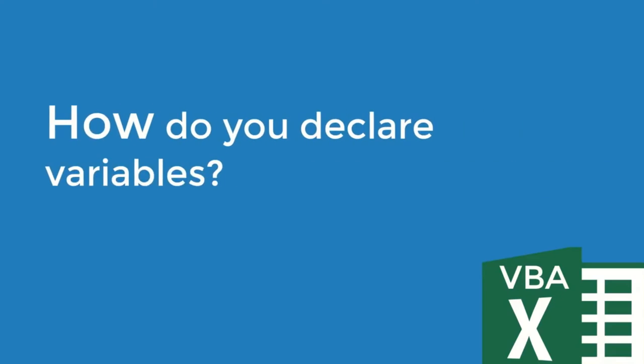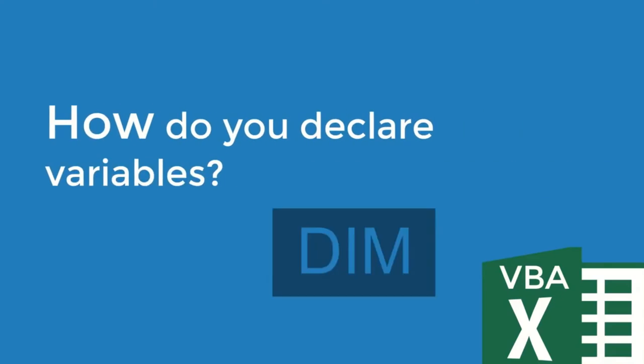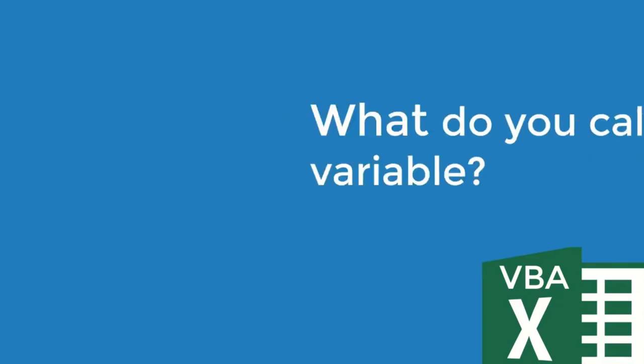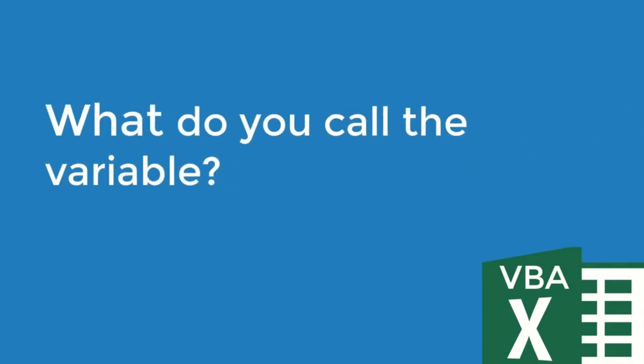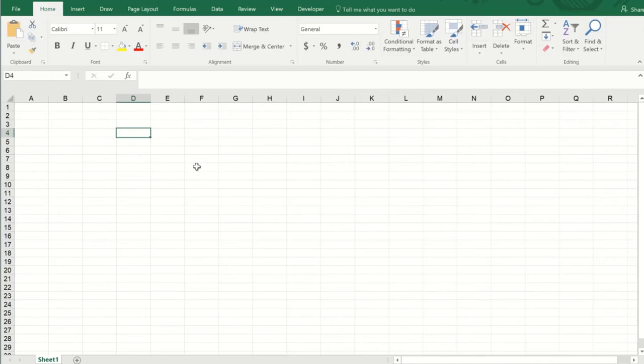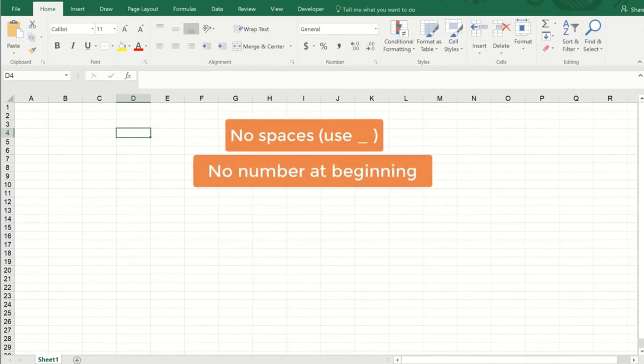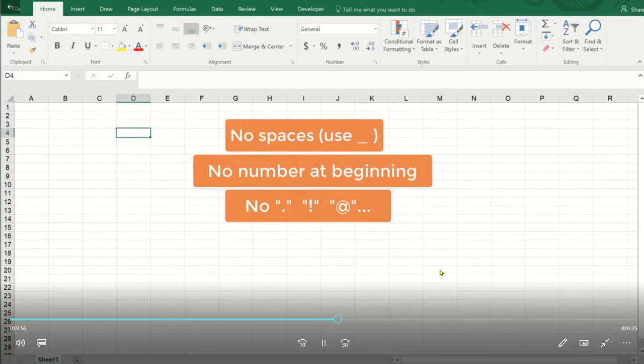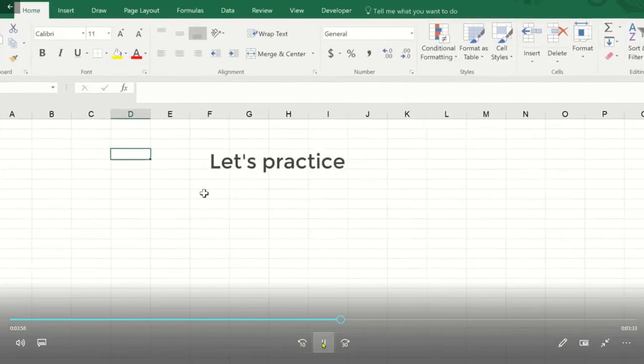We use the dim keyword before the variable. The names that you give to variables is really up to you, but special naming rules apply. So for example, we can't have spaces, so use underscore instead. You can't start with a number. You can't use a dot or exclamation mark or other obvious symbols like the @ sign or the dot.